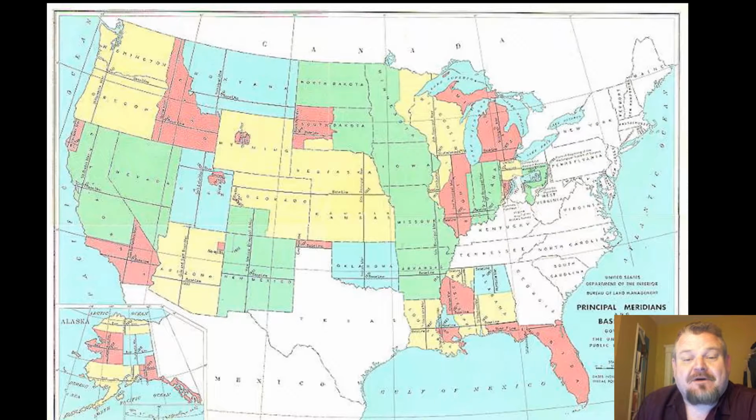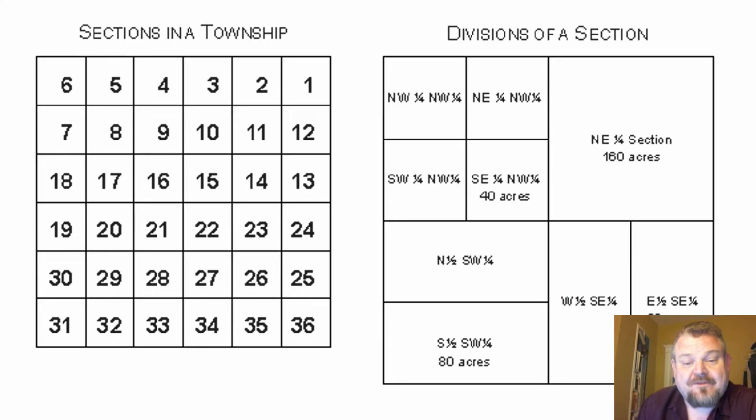This beautiful map is the Public Land Survey System, baselines and meridians. It's the OG of CRM location data. Baselines dictate townships north or south. Meridians dictate ranges east or west.